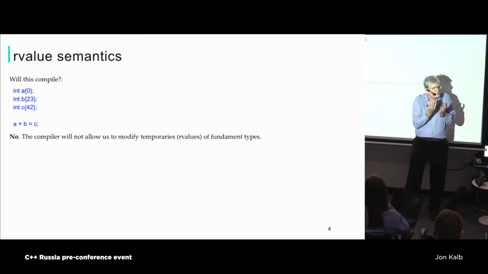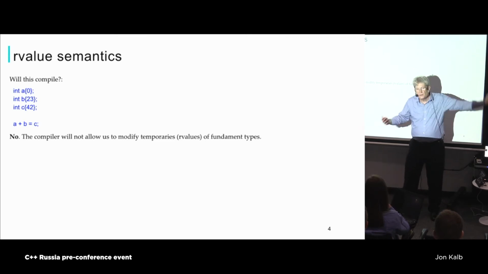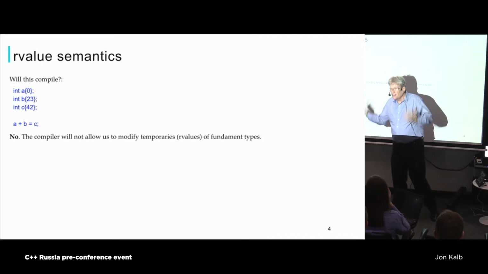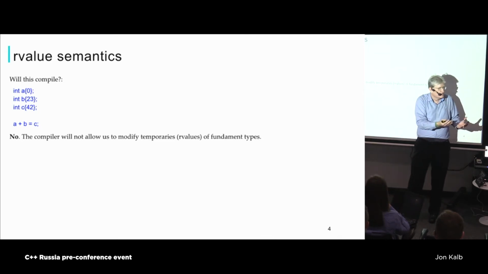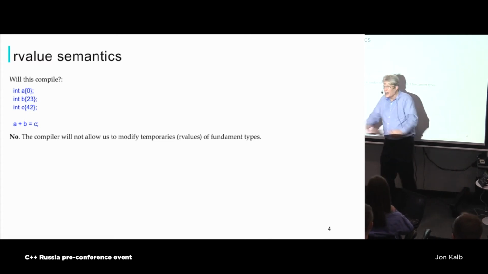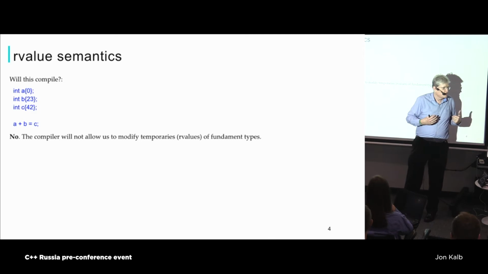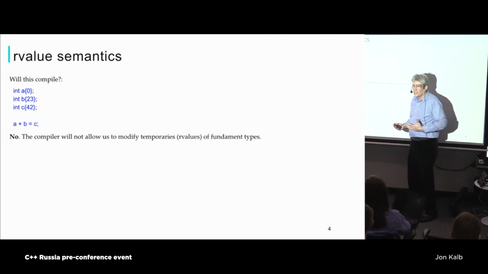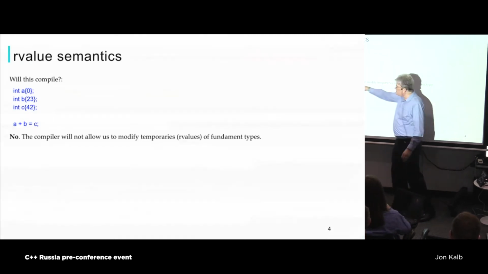Because this is a temporary. This result's going to be thrown away. It makes absolutely no sense to assign a value to it. Don't assign a value to something, then throw it away. What is that doing? It's advancing the heat death of the universe is what it's doing. It is a complete waste of time, a waste of power and a waste of cycles. We don't want to do this. And that's why the compiler is stopping us.